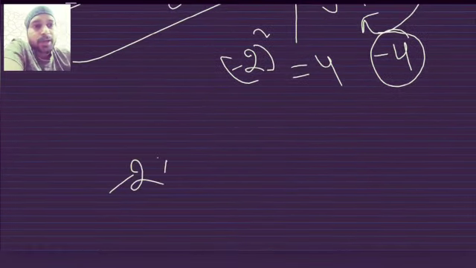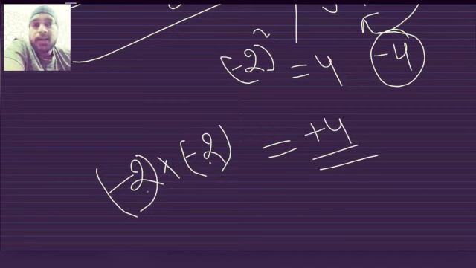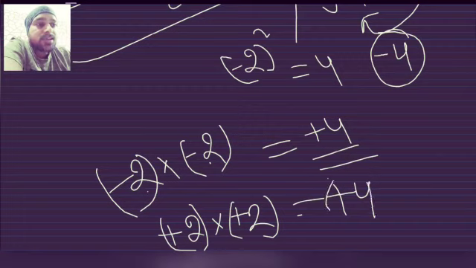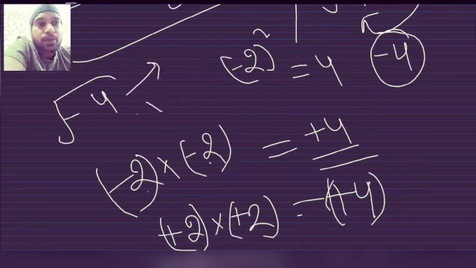Because minus 2 into minus 2 gives you the square of minus 2, and minus into minus we have learned is plus, and 2 twos are 4, so it will give you plus 4. So here you are getting plus 4. Now suppose we do plus 2 into plus 2; here also you are going to get plus 4. So there is no such number whose square can become equal to minus 4. So root of minus 4 is basically an imaginary number.